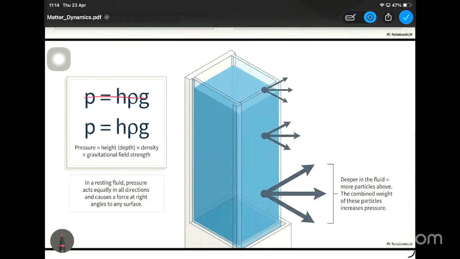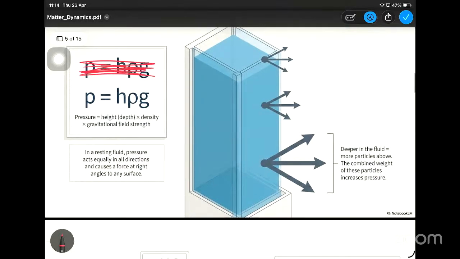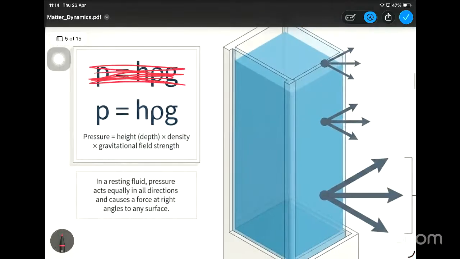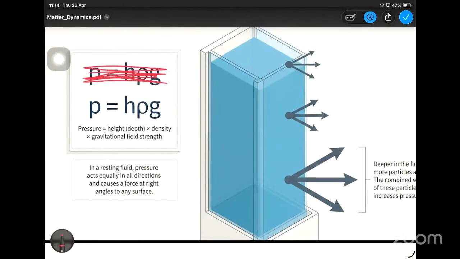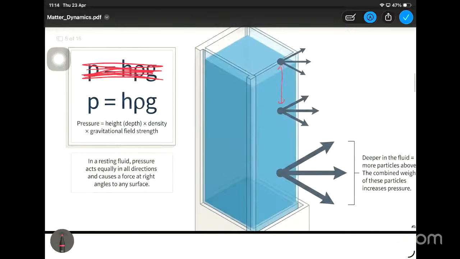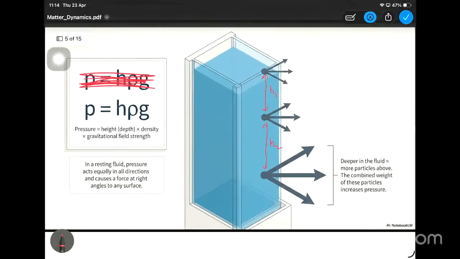I don't know why there are two times written here, right? So it will be H rho G. So it will be height or depth. Most of the cases, it will be depth into density into gravitational field strength, right? So remember depth, which means we are measuring from the liquid surface. So if we consider something like this, this is H1 and this is H2. And we'll say there's a place at the bottom which is going to be H3.